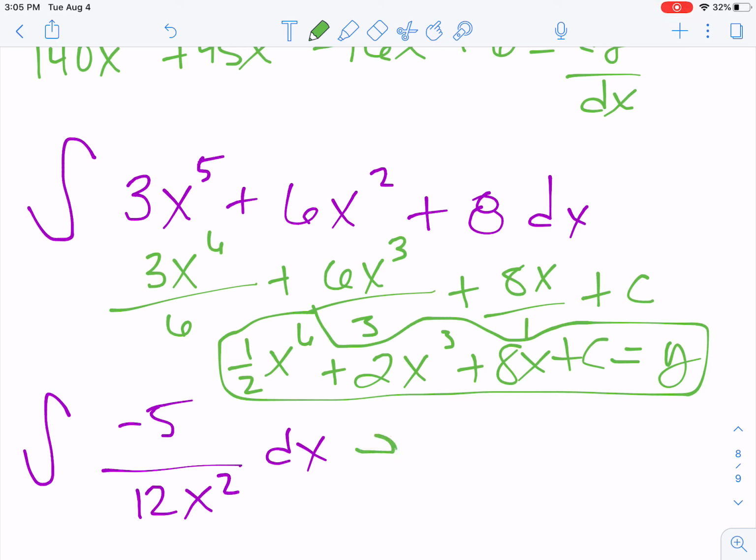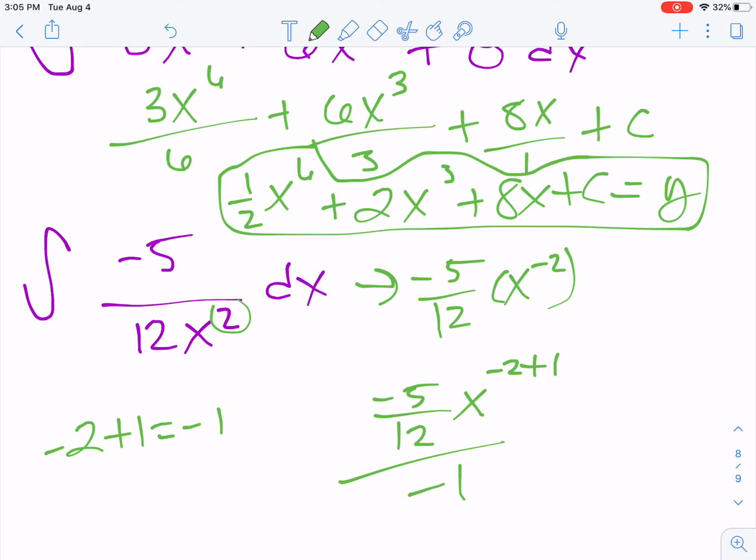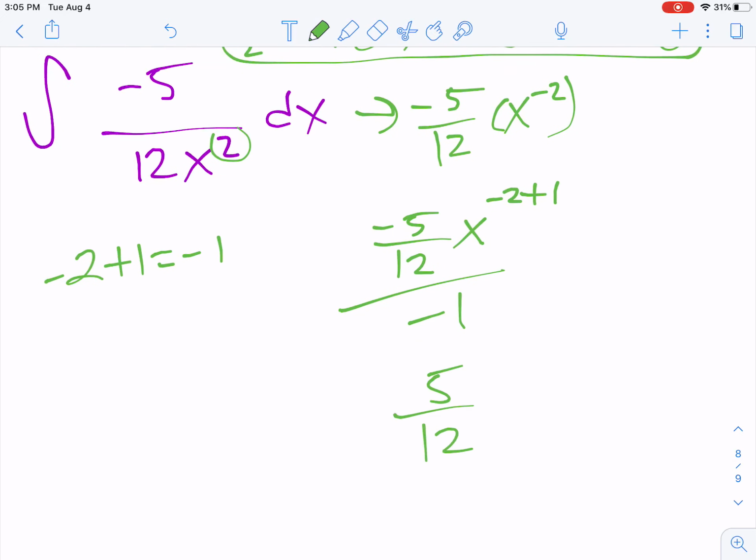So this one, you should have put on your thinking cap. This is really -5/12 times x to the -2. We can deal with that. So that's using your exponent rules to recognize that if the x was in the denominator, it actually just means it has a -1. So if we follow the same rule, we're going to have our -5/12, and then we're going to do x, well, -2 plus 1. -2 plus 1 equals -1. So we're going to divide everything by -1. That means we're going to have 5/12 times x to the -1. We would still put a plus c here because we don't know. That's sloppy.